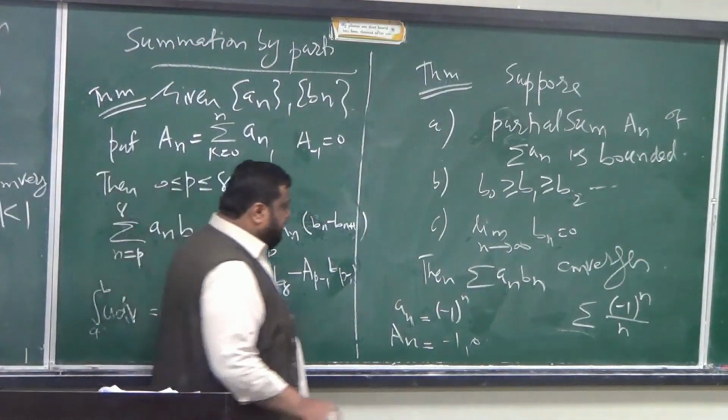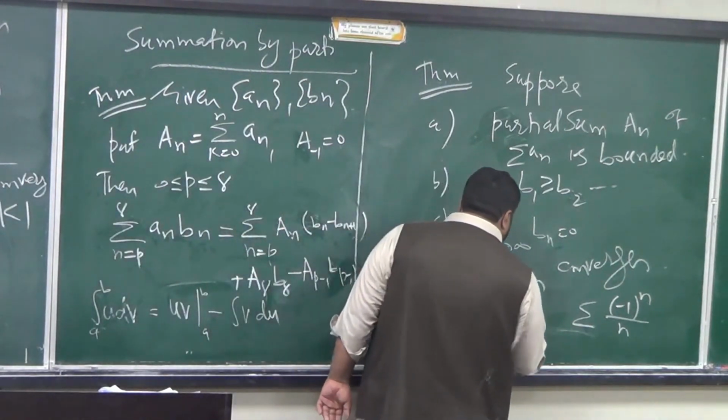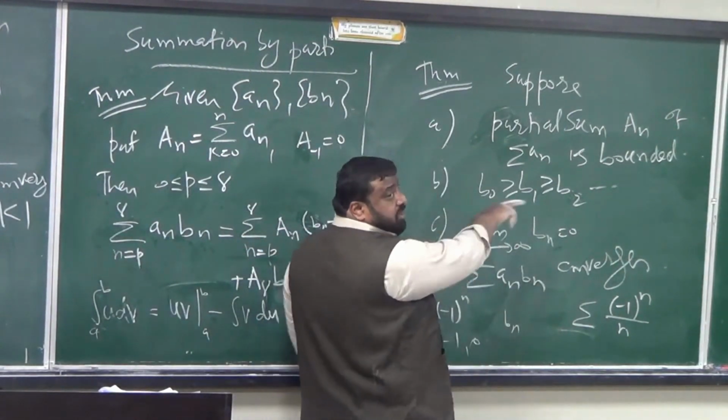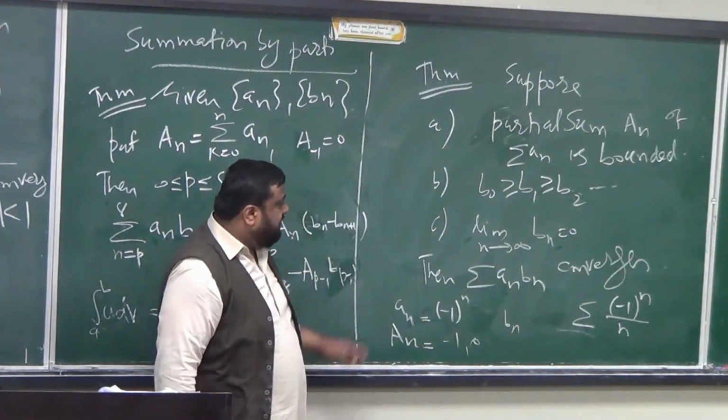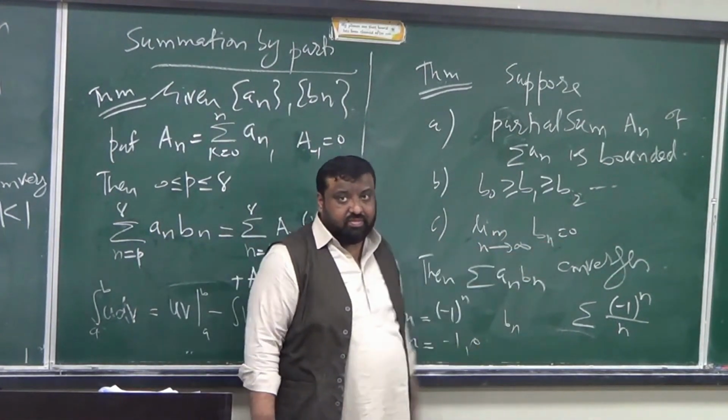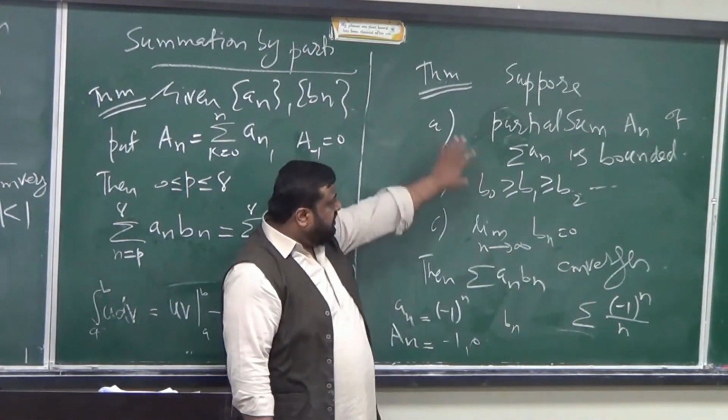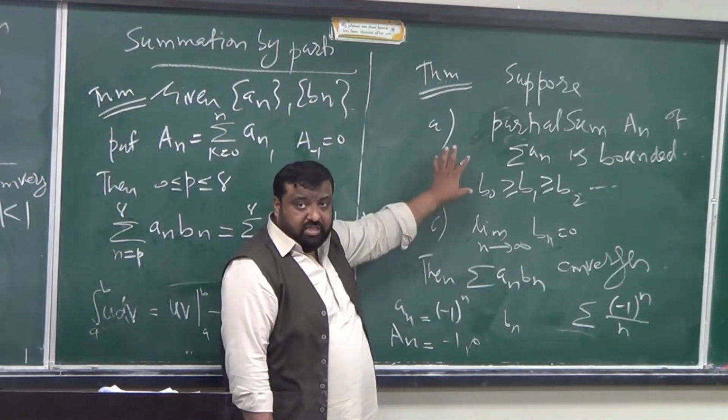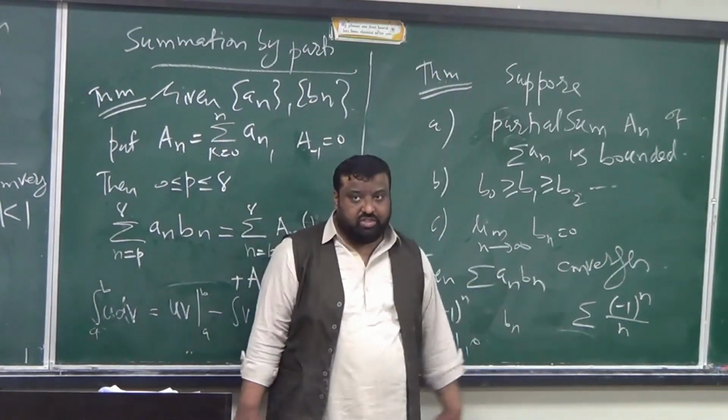How about b_n? b_n is decreasing, satisfies this property, and its nth term goes to 0. So by this test, we can say that this series converges.